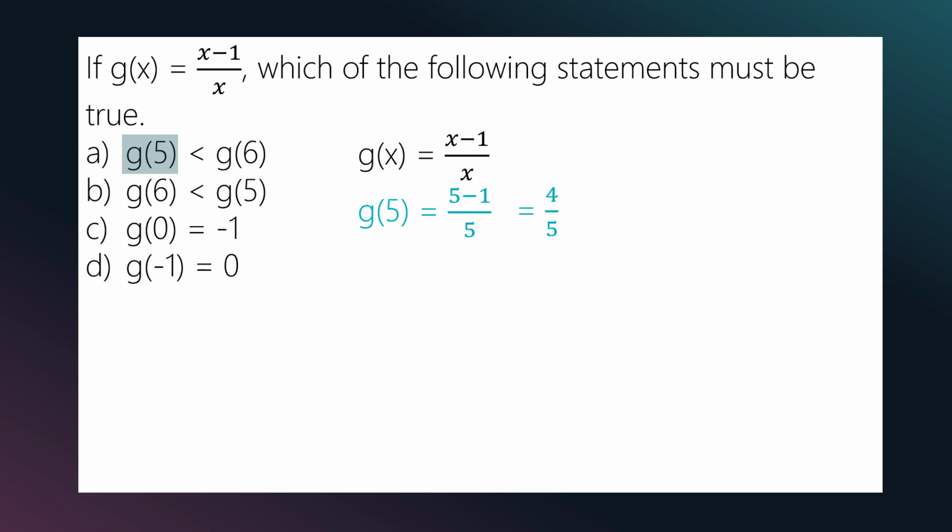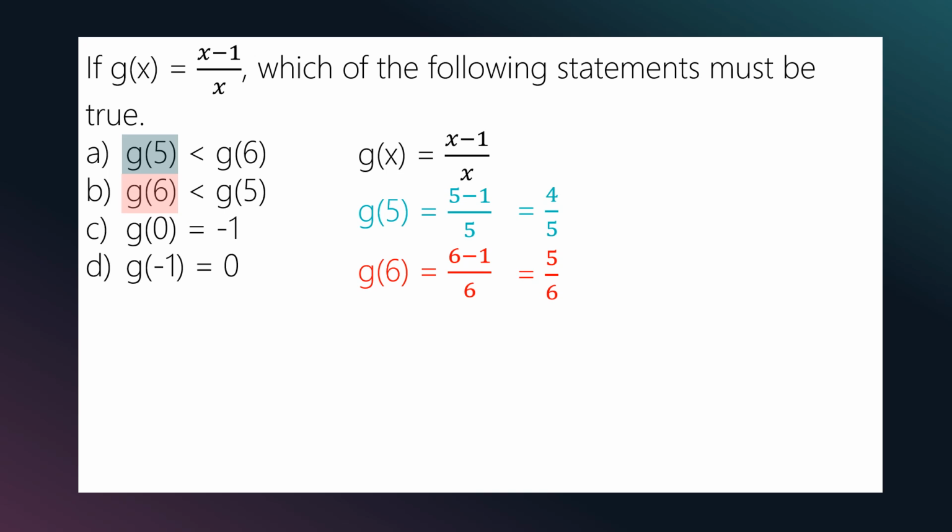So notice what we do. Everywhere we saw an x, you plug in a 5. So I get (5 minus 1) over 5, which is 4 over 5. Okay, choice B says g of 6. So now I input a 6. Notice how my output changes to (6 minus 1) over 6, which is 5 over 6.